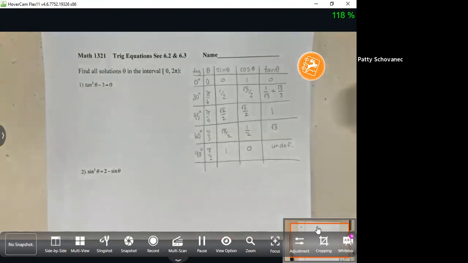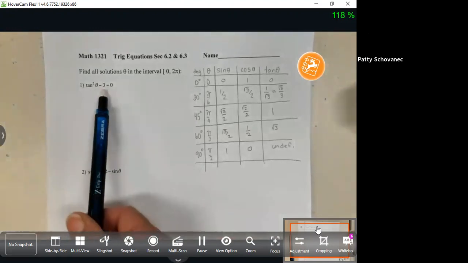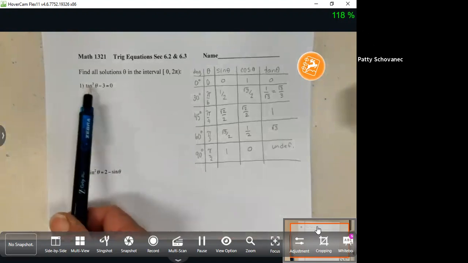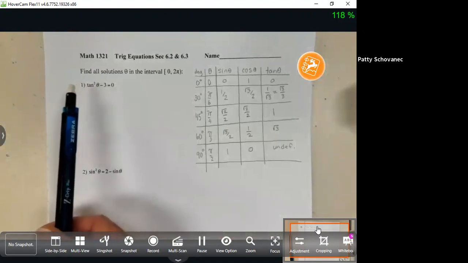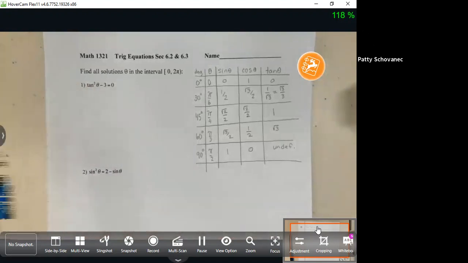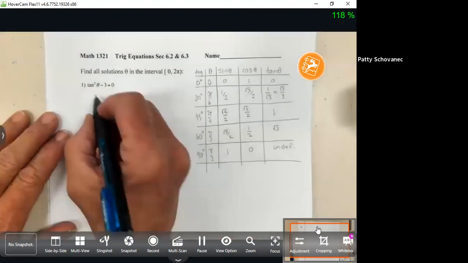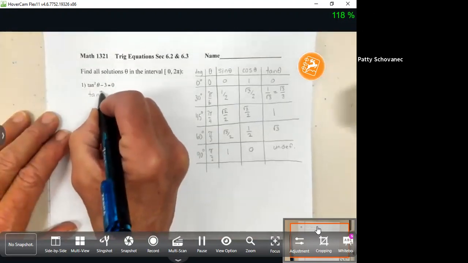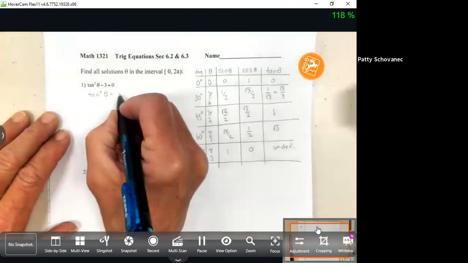Okay, we did one like this. We did it where I had a 1. If you've got a second degree equation with a trig function, get the trig function on one side, the number on the other, and solve by taking square roots. So we would write this as the tangent squared of theta is equal to 3.